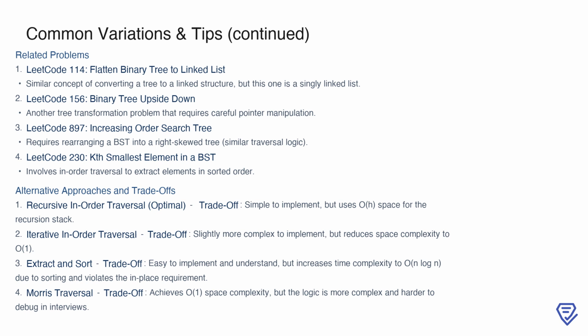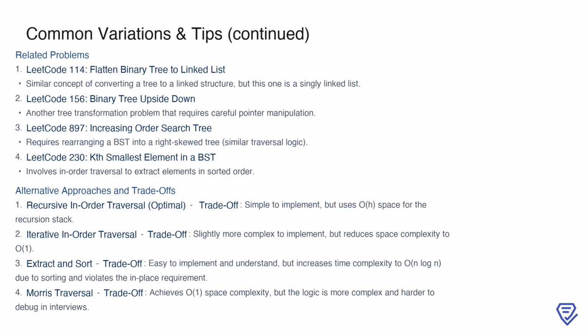There are also several related problems that you might encounter, each of which builds on similar concepts. For instance, LeetCode 114, Flatten Binary Tree to Linked List, also involves converting a tree into a linked structure, but here it's a singly linked list. LeetCode 156, Binary Tree Upside Down, requires another tree transformation that demands careful manipulation of pointers. Then there's LeetCode 897, Increasing Order Search Tree, which rearranges a binary search tree into a right-skewed tree, relying on similar traversal logic. Lastly, LeetCode 230, Kth Smallest Element in a BST, focuses on extracting sorted elements using in-order traversal.